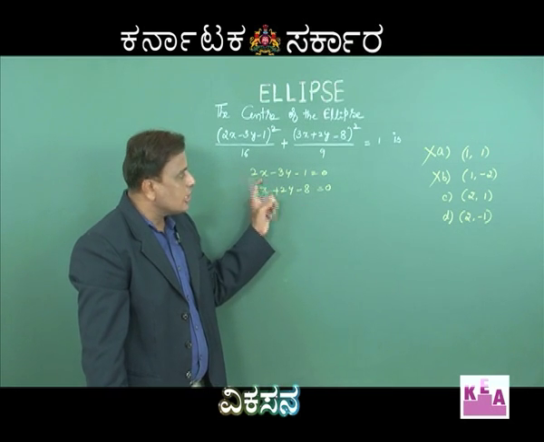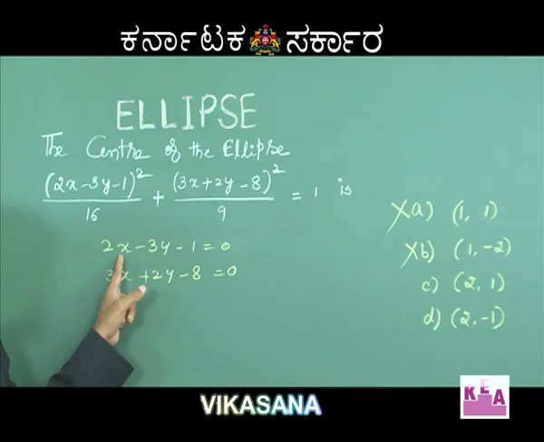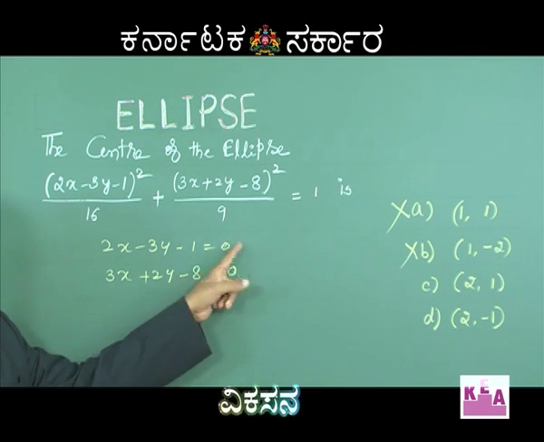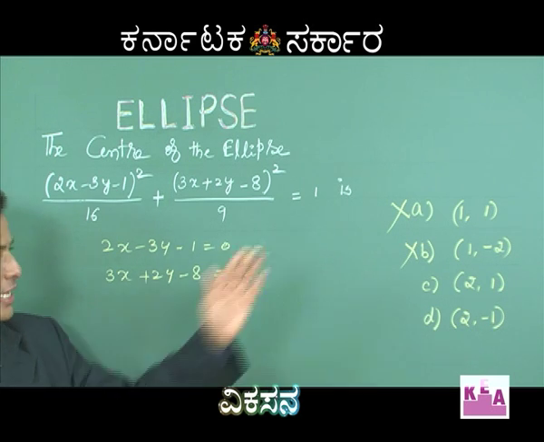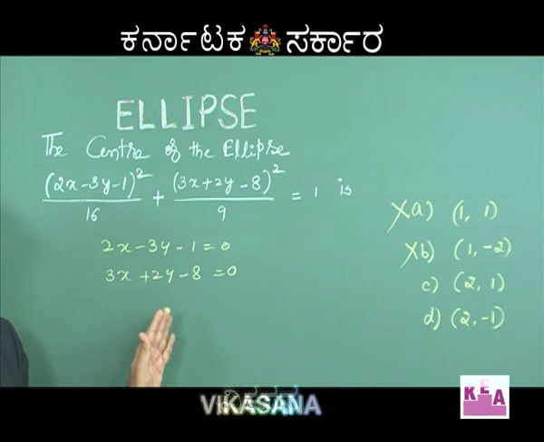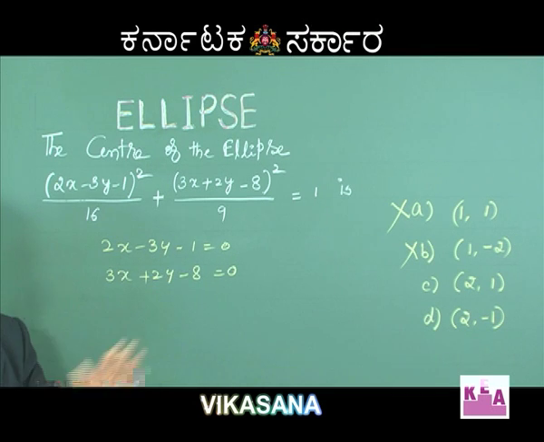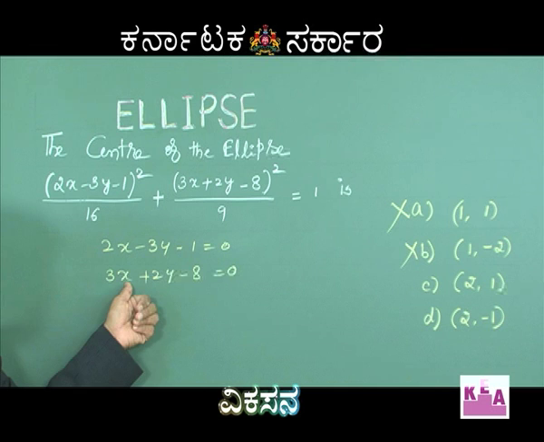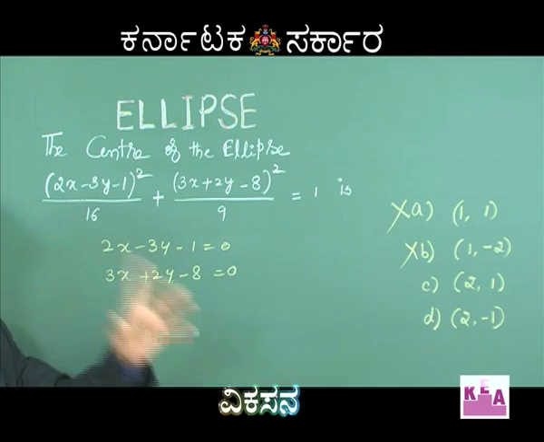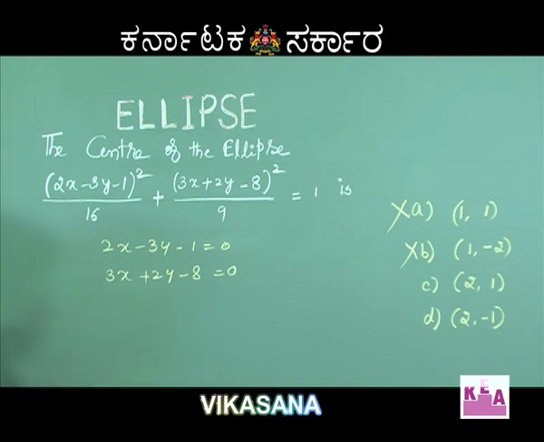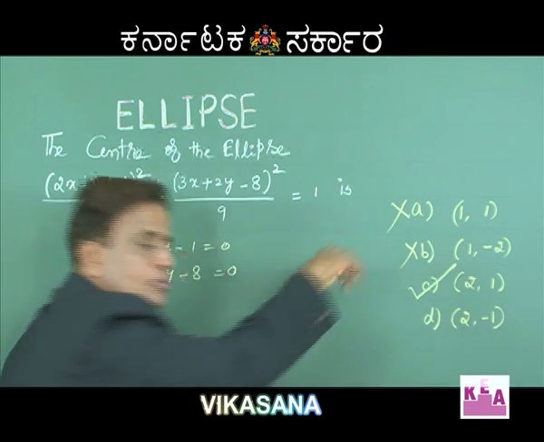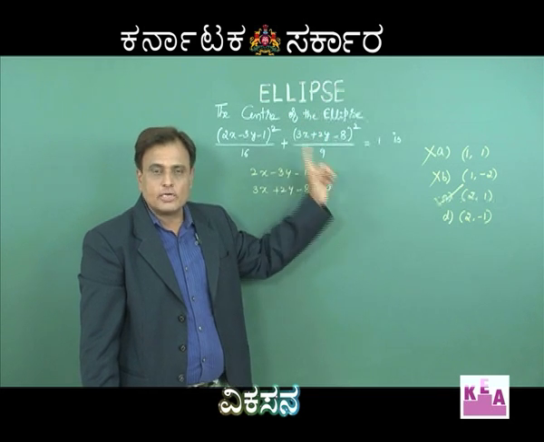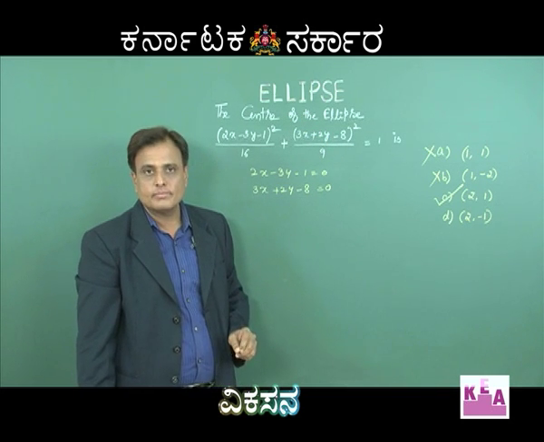Then the third option, x is equal to 2, y is equal to 1: 4 minus 3, 1, minus 1, 0. Yes, equation 1 has been satisfied. We will see whether the same coordinates satisfy the second equation also. The option must satisfy both equations. 3 into 2, 6, plus 2, 8, minus 8 is equal to 0. Yes, it satisfies both, therefore option C is the right option. For our question the center of the ellipse is (2, 1).